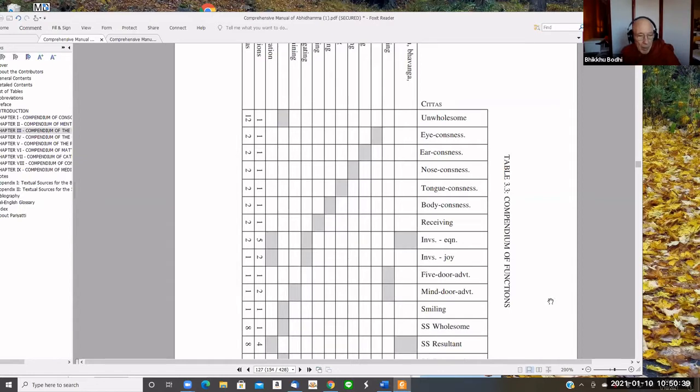Could you clarify the terms mind, citta, consciousness, thought? If thought is not the same as citta, then at what stage in the cognitive series do thoughts arise? Okay.